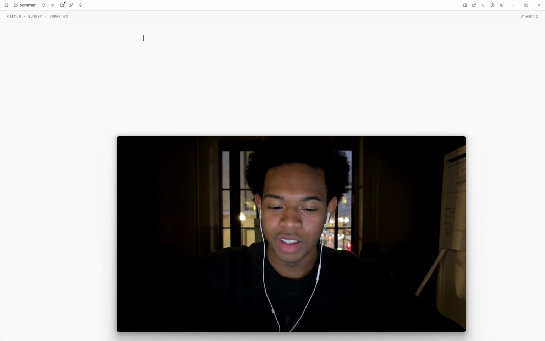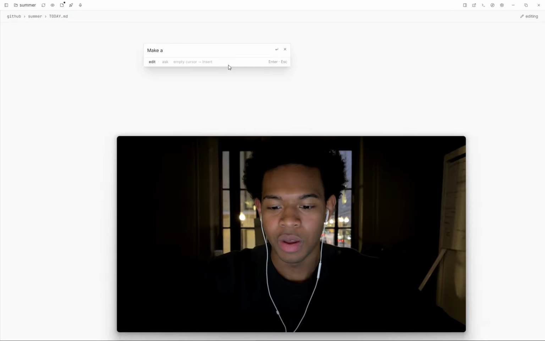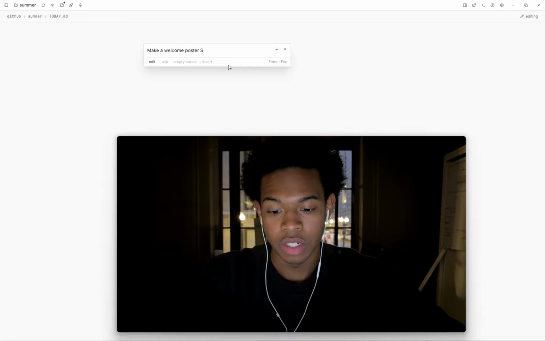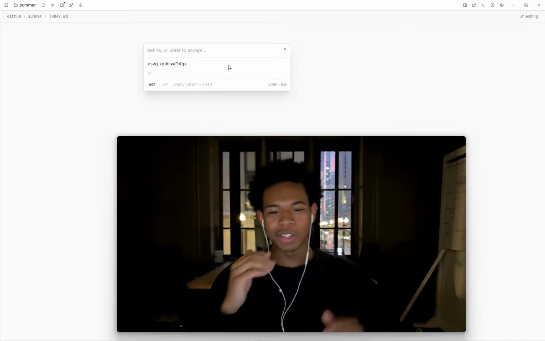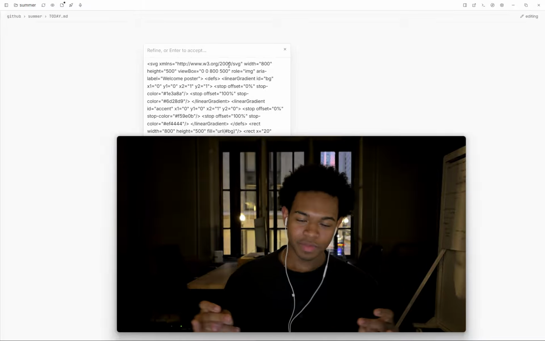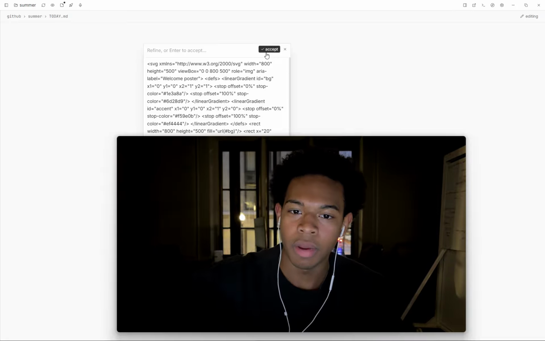The start is I wanted to do something fun. I want to make a welcome poster SVG, just to be sure that it's actually an SVG. A fun thing about Chat: inline edits for Markdown automatically render SVGs.